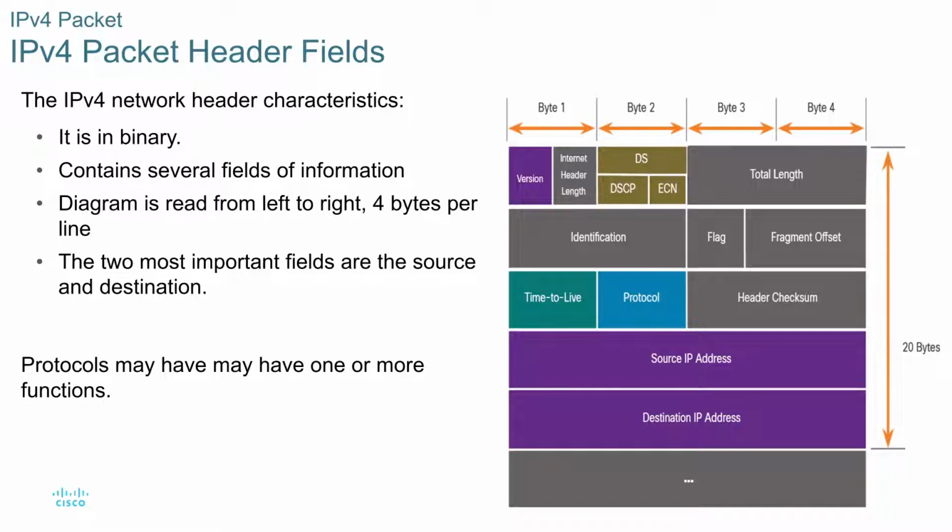The next field tells us what layer 4 protocol we are carrying, so layer 4 would then be able to process the data correctly. We have a header checksum to make sure that the header has not been corrupted in transmission. And then we have the source and destination IP addresses. You may notice on the right, the entire length of the header for IPv4 is 20 bytes.